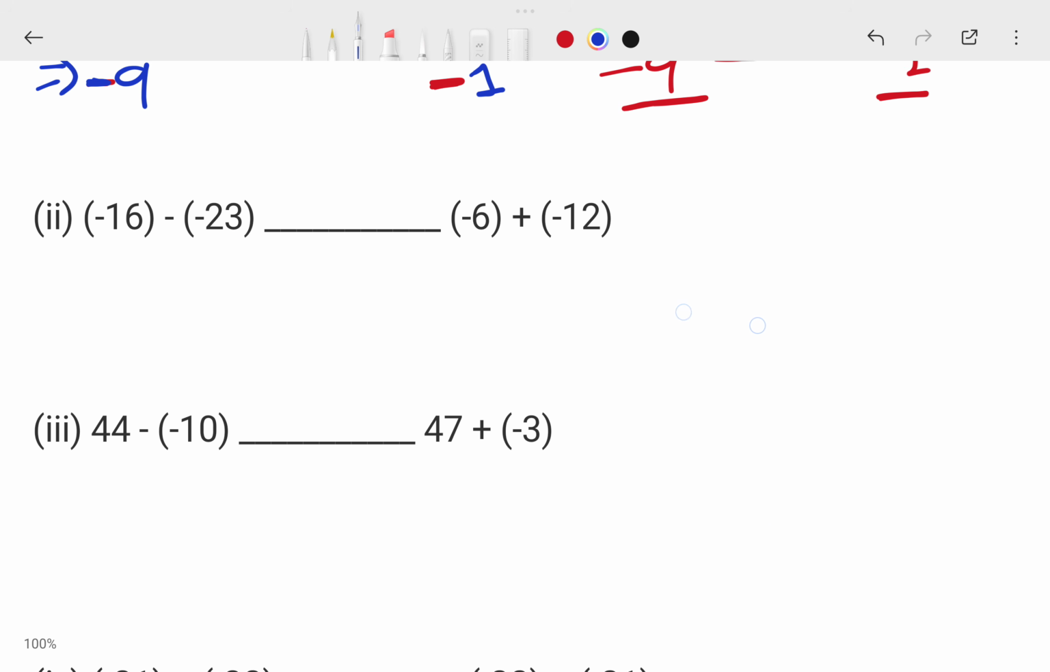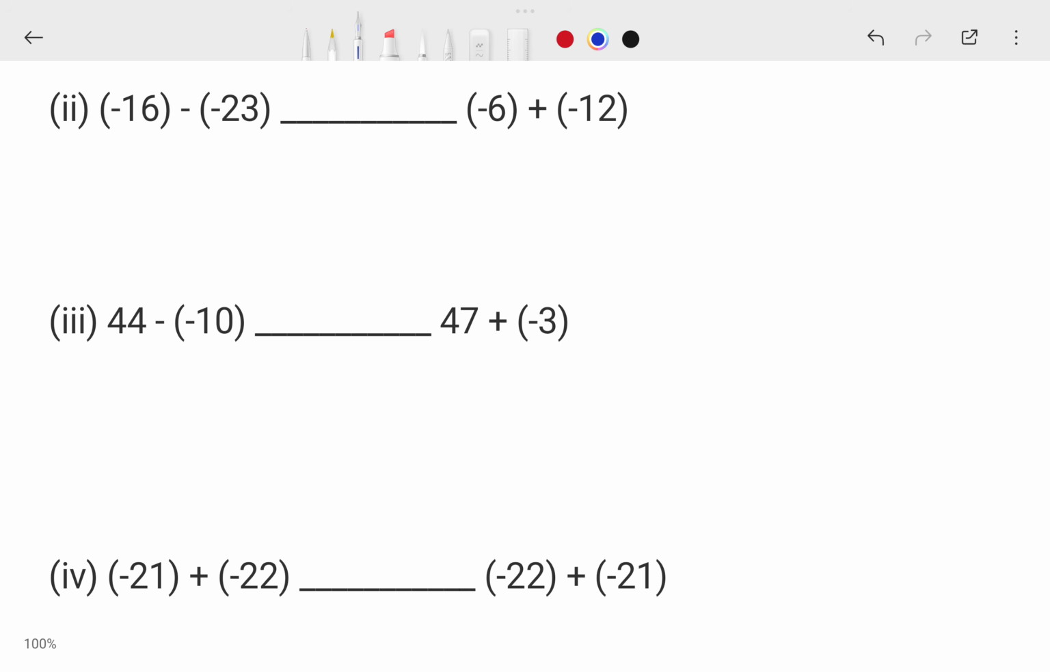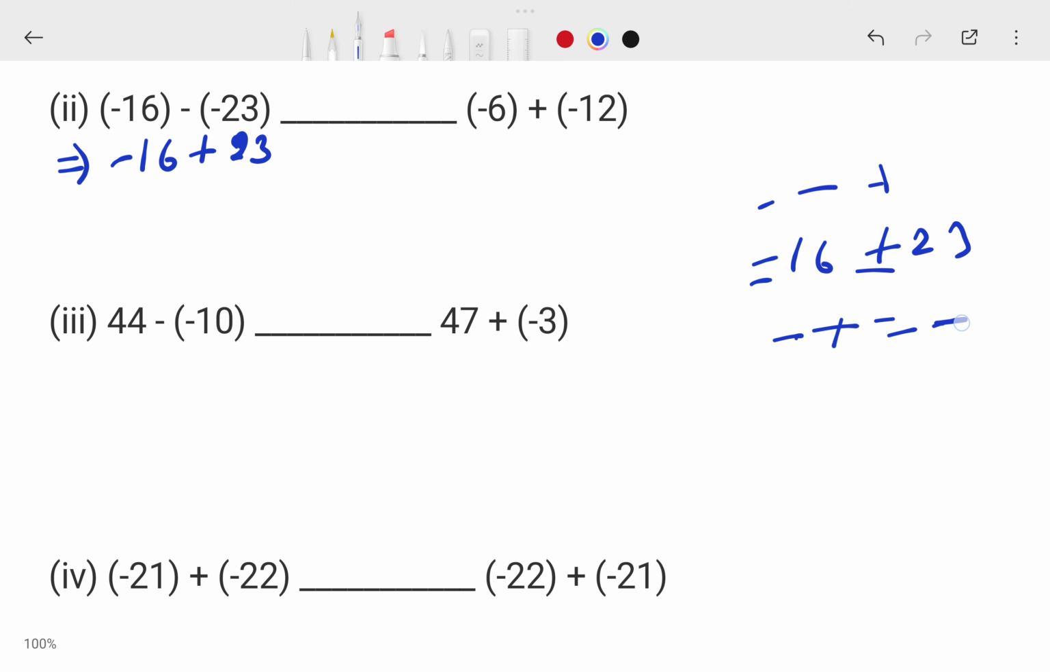Now let's do the second question. The second question is the same. This is going to be 16. Minus minus is there, now it is going to be plus. So this is going to be 23. So now this is -16 or positive 23. Minus or plus? It is minus only. Now we have to subtract this number. If you subtract 16 out of 23, it is going to be 7.